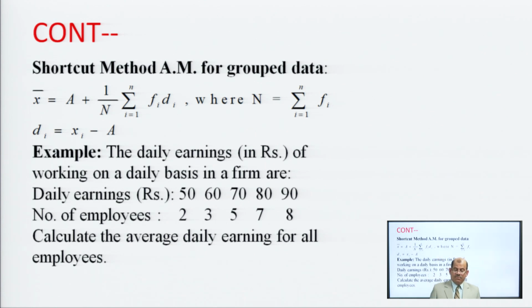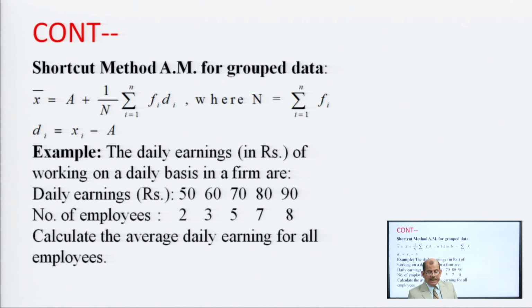Shortcut method of arithmetic mean for grouped data. X bar is equal to a plus 1 by capital N summation i varying from 1 to n fi di, where di is equal to xi minus a, and capital N is equal to the sum of frequencies, that is summation i varying from 1 to n fi.